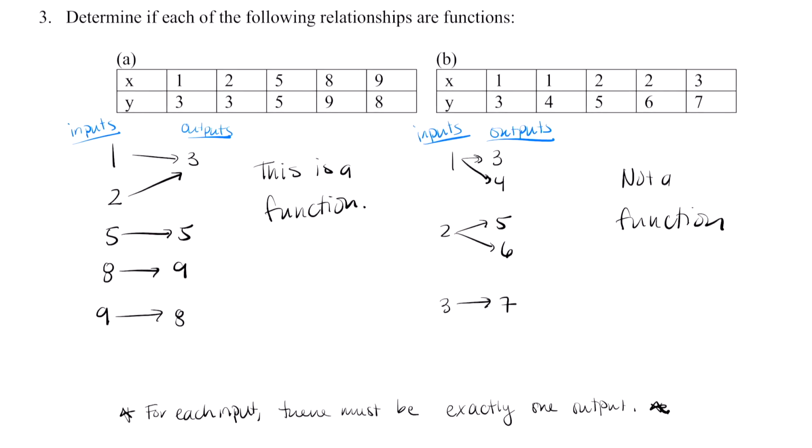Visually, I hope you notice that these inputs can converge to the same output here, and that's still a function. But if you have an input that branches off to more than one output, then that's not a function. So if it's not a function, they will branch out. If they are a function, they can converge in like this.